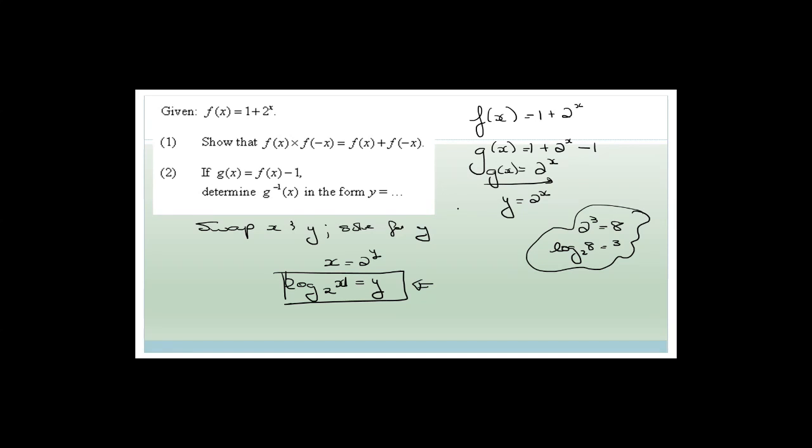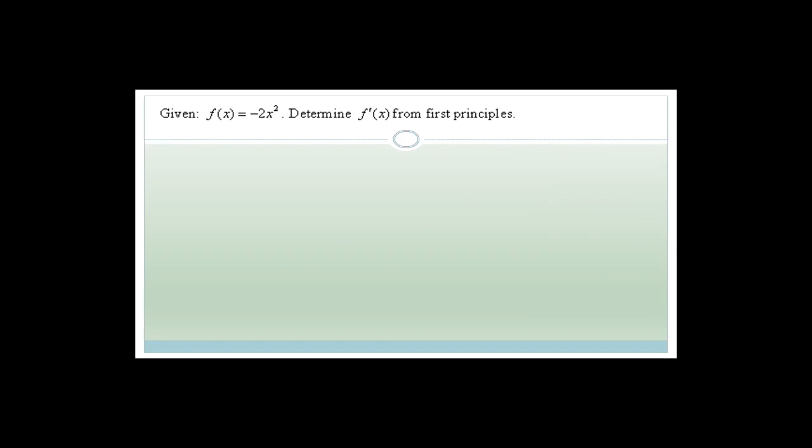So you needed to realize that you wanted to find the inverse. Okay, that was the minus 1. And how do you do it? You swap x and y, and then you solve for y. Right, let's do normal math.